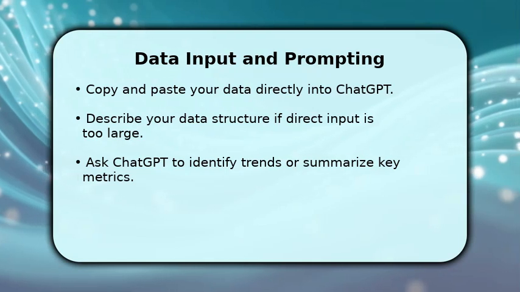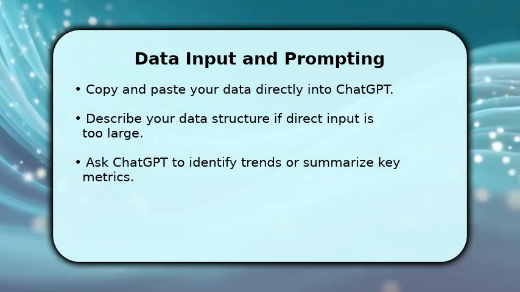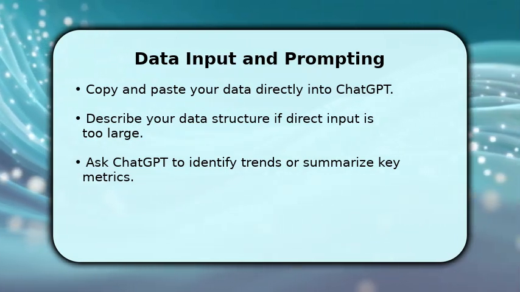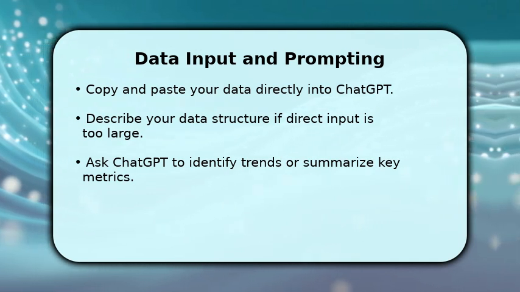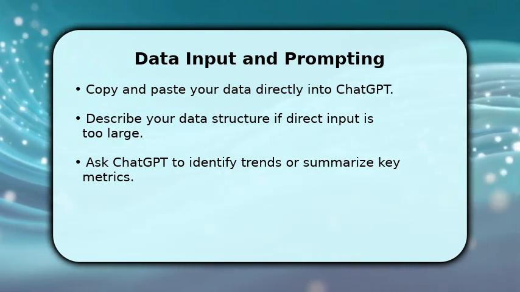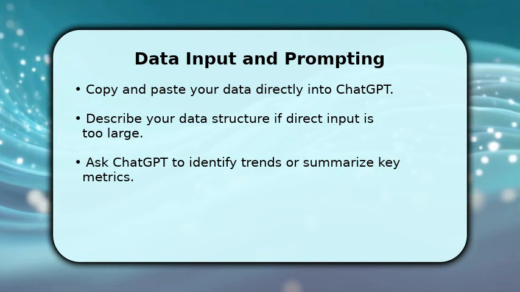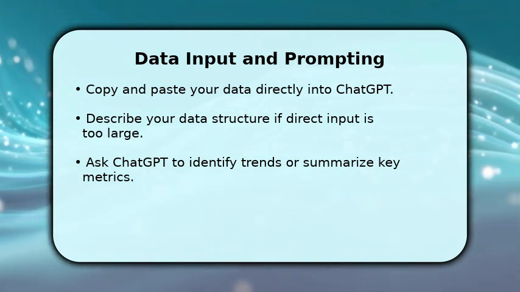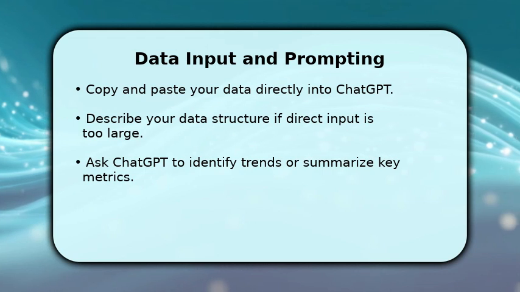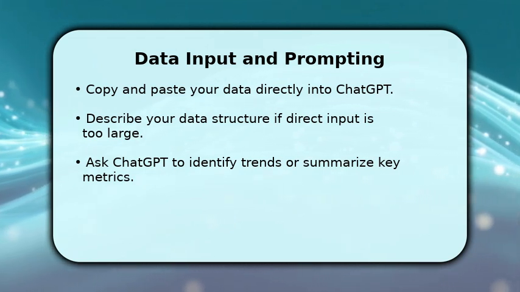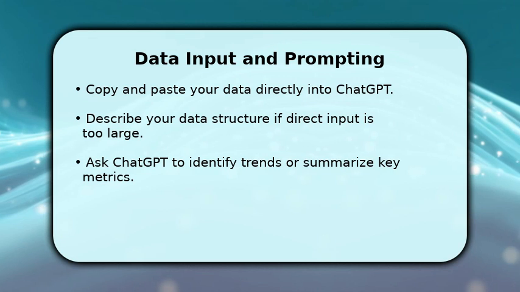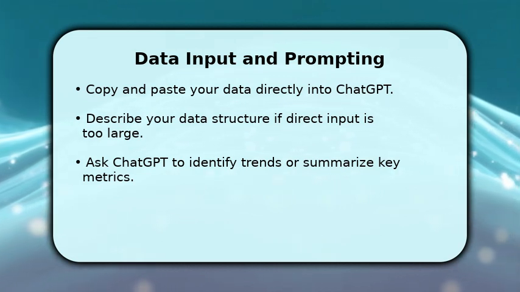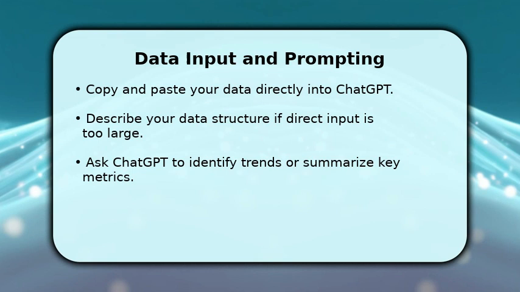Once your data is ready, you can either copy and paste smaller datasets directly into ChatGPT or describe larger datasets by outlining column headers and data types. For example, you might say, I have sales data with columns for product, region, and revenue. Then, prompt ChatGPT to perform specific analyses, like summarize total revenue per region or identify the top 5 selling products.